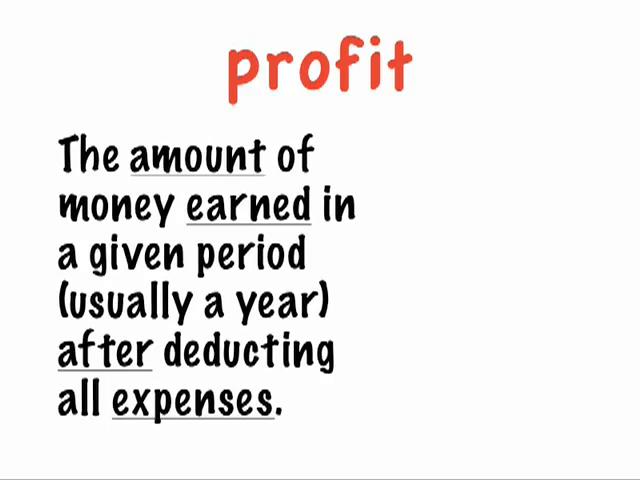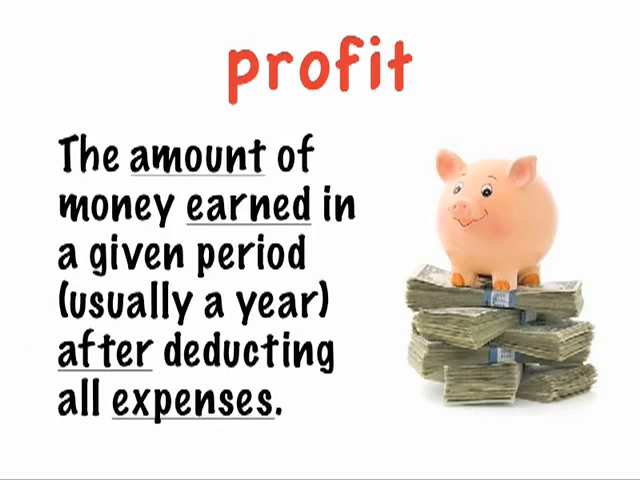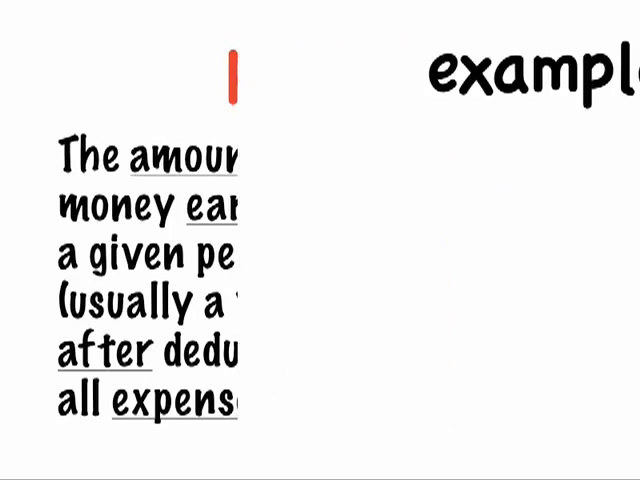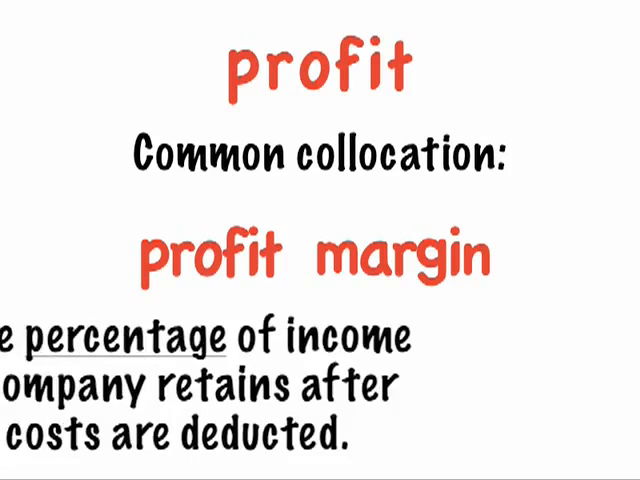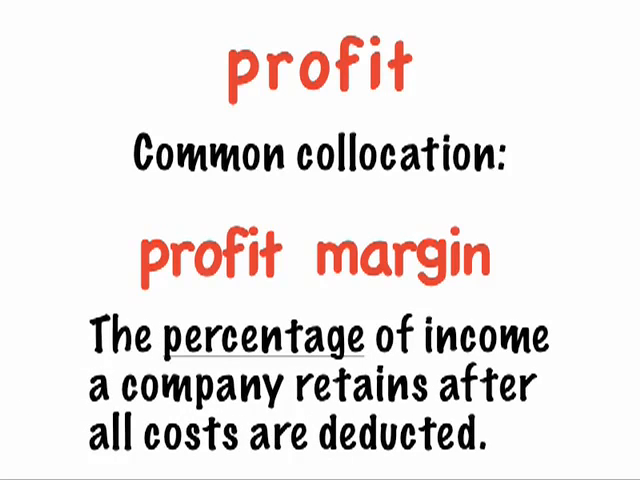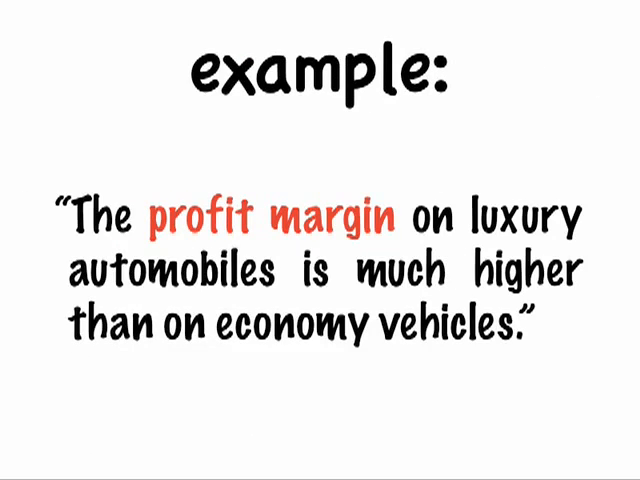Profit. A company's profit is the amount the business earns in a given period, usually a year, after deducting all expenses. Profits for many firms have declined due to a slowdown in consumer spending. Profit margin. A profit margin is the percentage of gross income a company retains after all costs are deducted. If the cost of producing a product is almost as high as the selling price, the profit margin will be very low. The profit margin on luxury automobiles is much higher than on economy vehicles.